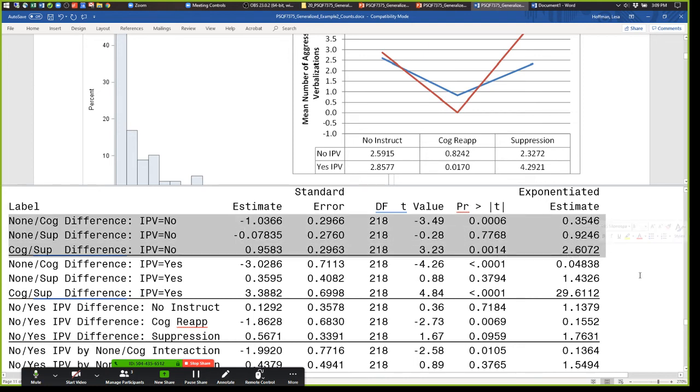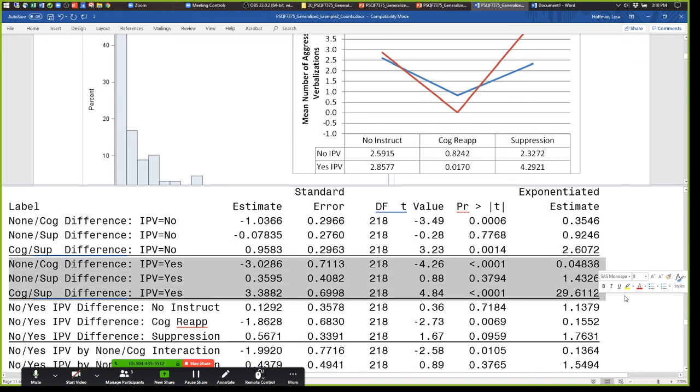So the first three are the effects of strategy within the no group. So people say more mean things in the cognitive reappraisal group relative to neutral if they have no history of violence. They say more mean things in the suppression group than the cognitive reappraisal group if they have no history of violence. That's the blue line here. There's no difference between none and suppression. That's along the blue lines. The differences along the red lines are right here.